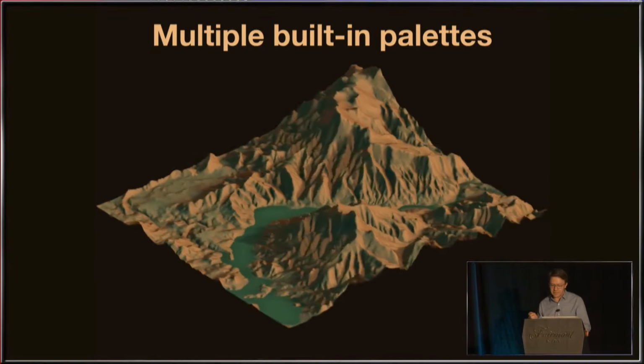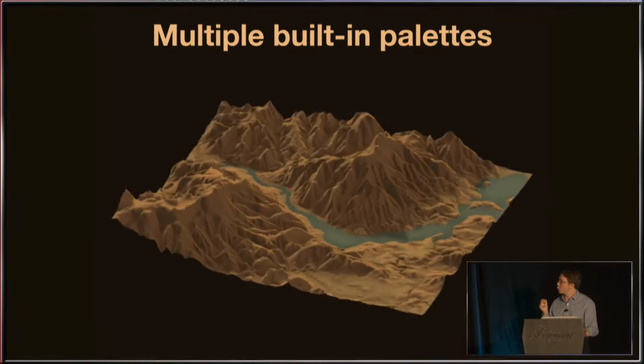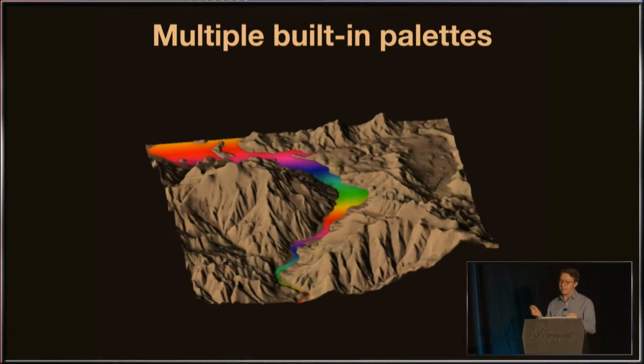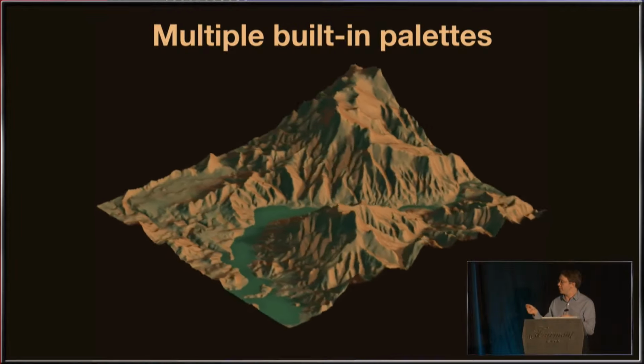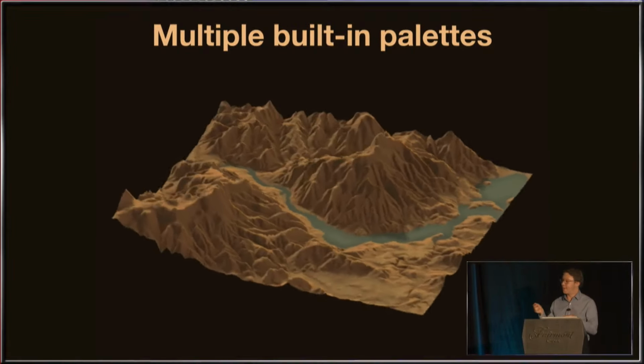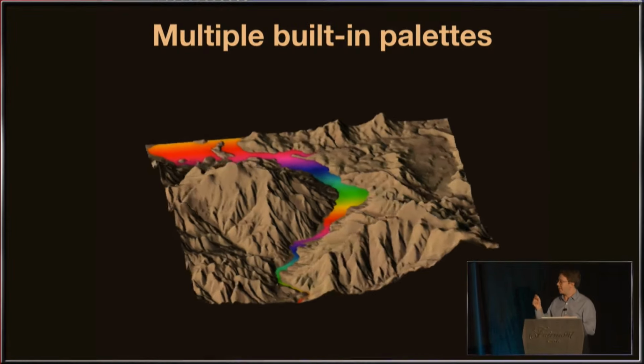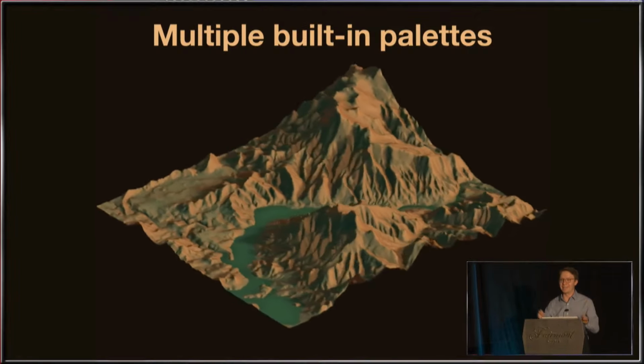Speaking of aesthetics, changing them in rayshader is incredibly simple. There are 7 built-in palettes, and you can create your own using the create texture function. The last one is the unicorn palette.